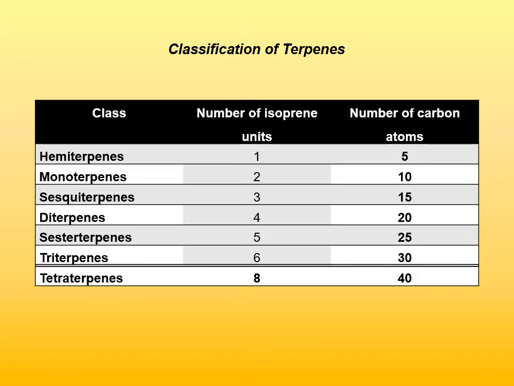You will notice that there is no class of compounds that has 7 isoprene units or 35 carbon atoms. That's because biosynthesis, by adding 5 carbon isoprene units sequentially one to another to form larger and larger terpenes, stops at triterpenes at 30 carbon atoms or 6 units. Tetraterpenes are formed by binding 2 diterpenes together. So tetraterpenes are actually dimers of diterpenes.